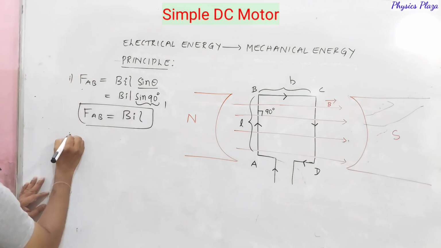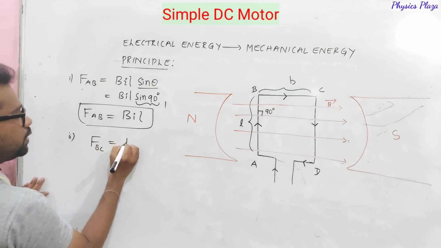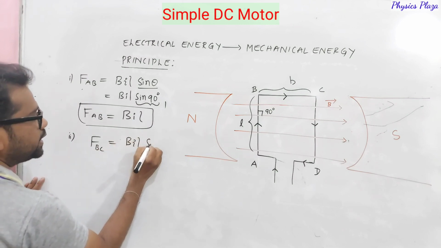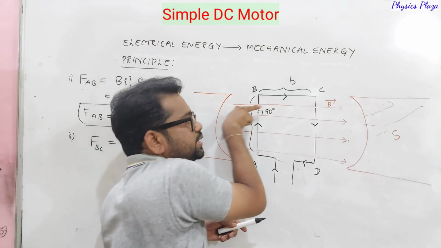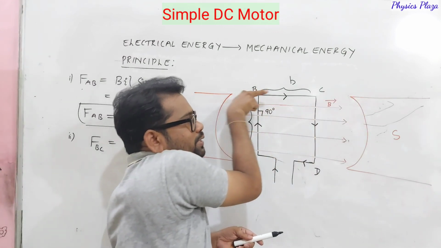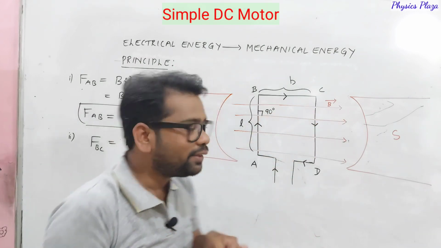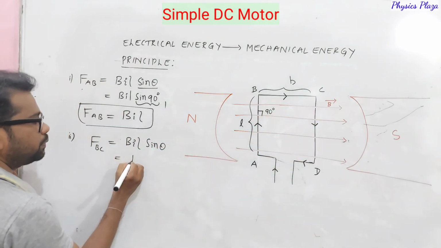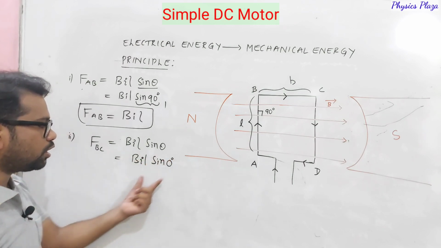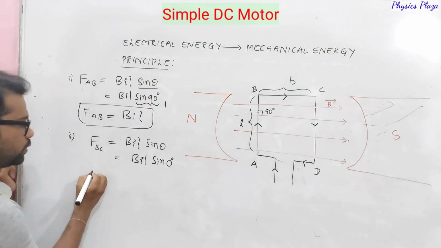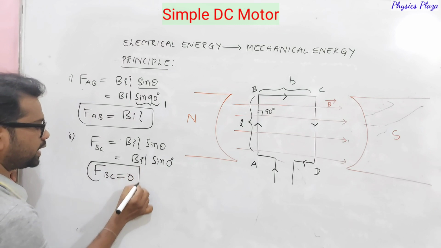Now, let us discuss how much force is acting on the BC side. Same formula, BIL sin theta. But here, what is the angle? See, the field is in this direction only, and the current also is in this direction only, which means both are parallel. Theta is equal to 0 degrees. That is BIL sin 0. Sin 0 is equal to how much? 0. So totally 0. So how much force will act on BC? 0 force. No force will act.